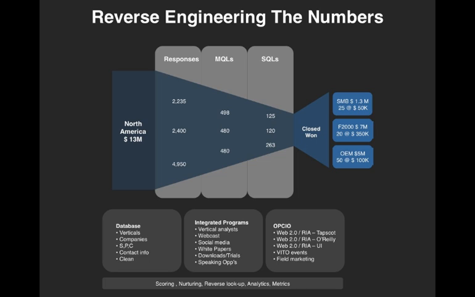Demand creation planning, reverse engineering the numbers. It's important to synchronize sales and marketing, and one way to do that is through the numbers. By taking the sales goals and reverse engineering the number of responses, marketing qualified leads, sales qualified leads, and closed won deals, it's clear to the sales and marketing teams what they are signed up to accomplish.